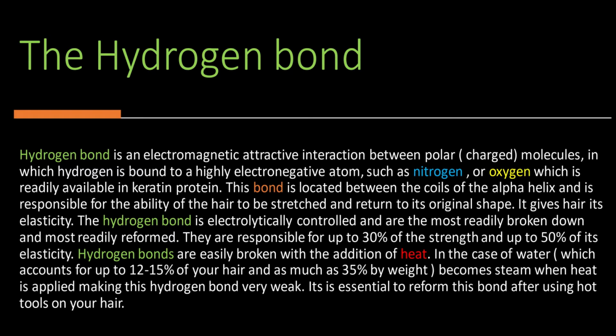The hydrogen bond is electrolytically controlled and is the most readily broken down and most readily reformed. They are responsible for up to 30% of the strength and up to 50% of its elasticity. Hydrogen bonds are easily broken with the addition of heat. In the case of water, which accounts for 12 to 15% of your hair and as much as 35% by weight, it becomes steam when heat is applied, making this hydrogen bond very weak. It is essential to reform this bond after using hot tools on your hair.